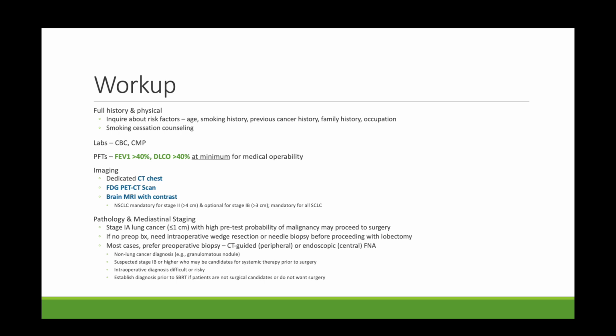As you can imagine, getting a preoperative biopsy is very helpful for us because it can help us to see, number one, is this even cancer? For certain patients that have larger tumors, they may benefit from preoperative systemic therapy, and so it can help guide our treatment decisions in that space. Sometimes, if we're just going to be treating these patients with SBRT, for example, so with radiation, it helps us to establish that diagnosis of lung cancer before we proceed with SBRT.